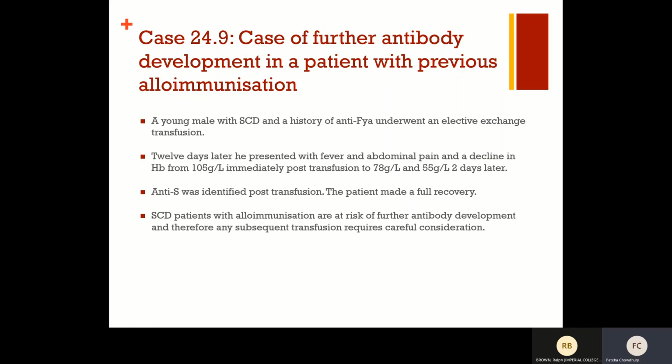Case 24.9 is of a young man with sickle cell disease and a history of fatal hemolysis who underwent an elective exchange transfusion. 12 days later, he presented with fever, abdominal pain, and a decline in the hemoglobin from 105 grams per litre immediately post-transfusion to 78 grams per litre and then 55 grams per litre 2 days later. Anti-big S was identified post-transfusion. The patient made a full recovery.